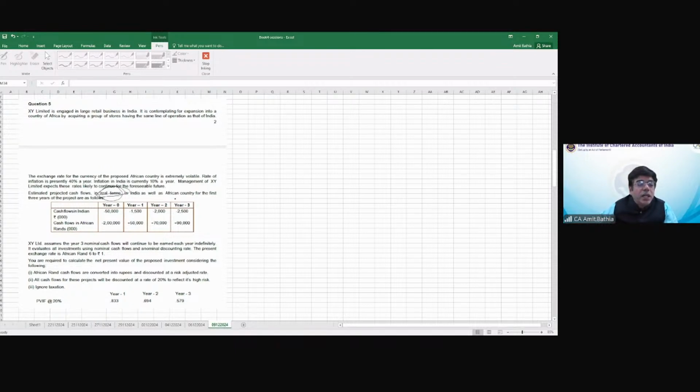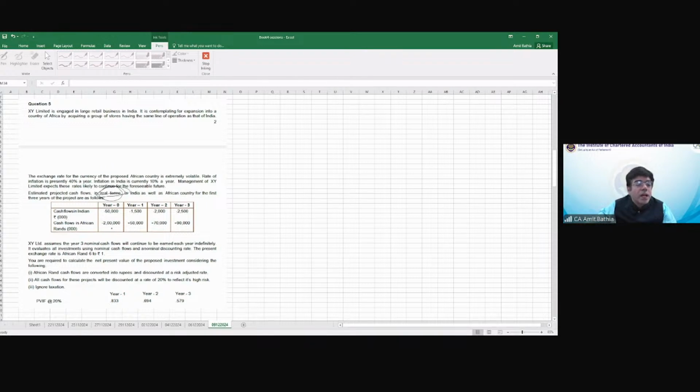In real terms, in India as well as the African country, the cash flows for the first 3 years of the project are as follows. So we are given year 0, year 1, 2, 3. Cash flows in Indian rupees are in thousands, same goes for rands in thousands. This is a South African currency, right? African rands. So here, remember, in the amount, you will have to mention the amount in thousands.